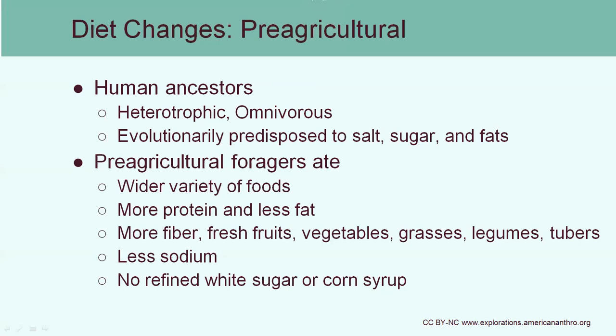So what happened in terms of diet changes? Our ancestors, we know, are heterotrophic and omnivorous. Heterotrophic is true for all animals. It means they have to eat to get their energy. They can't make their own food, which is autotrophic. That's what plants do. So we have to consume either plants or animals or some combination. And if you're an omnivore, it means you're a generalized eater. You eat plant matter, you also eat animal matter, you also might eat fungus, nuts, berries, basically whatever you can find.